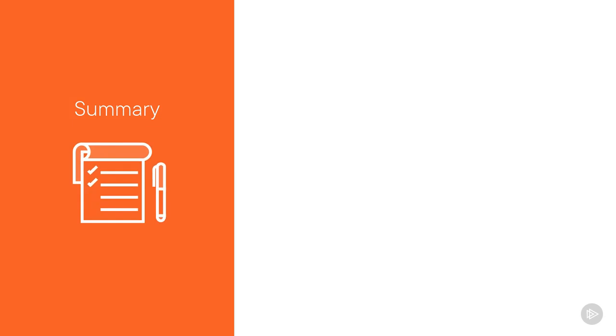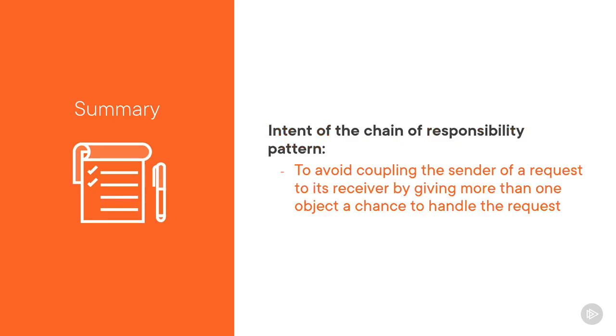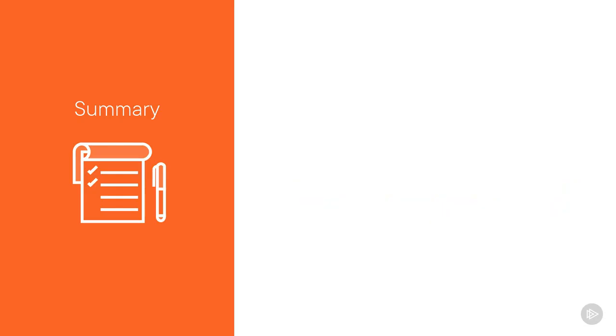We looked into the chain of responsibility pattern in this module. Its intent is to avoid coupling the sender of a request to its receiver by giving more than one object a chance to handle the request. It does that by chaining the receiving objects and passing the request along the chain until potentially an object handles it. When implementing it, make sure you provide an easy way to set the next handler.